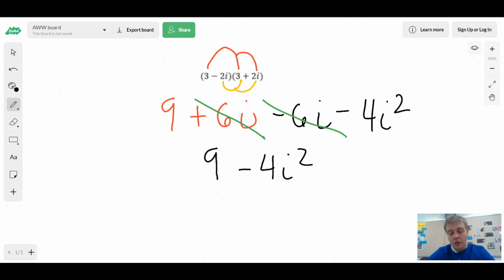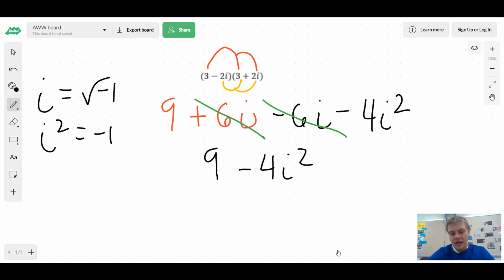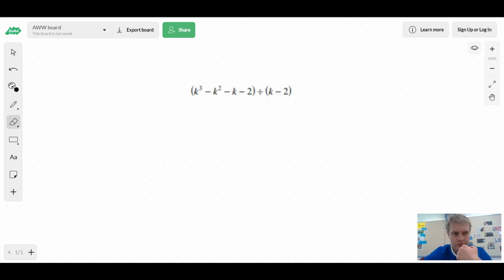But what you should know is that i squared really means that you have a negative 1. Like i is the square root of negative 1, so i squared would just be negative 1. And so when we see that, we would get 9 minus a negative 4, which would be 9 plus 4, which would be 13. And so that would be my final answer. Try the next one.